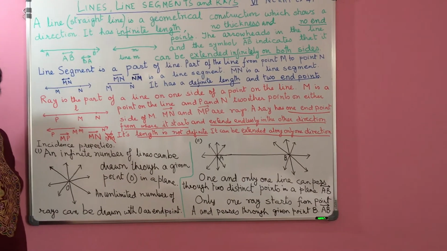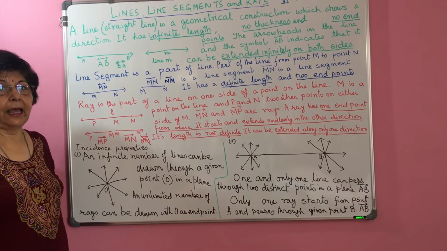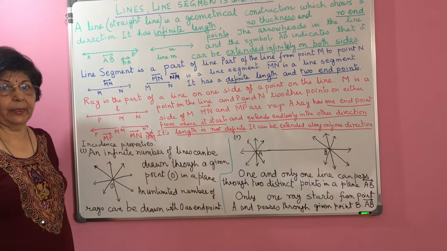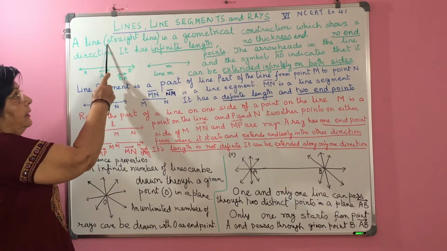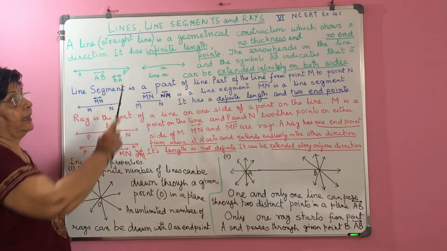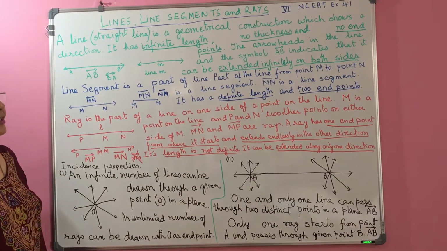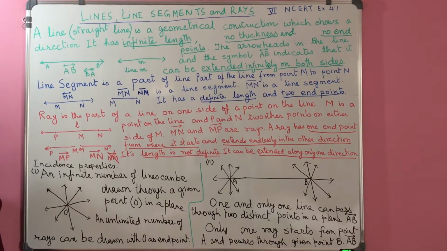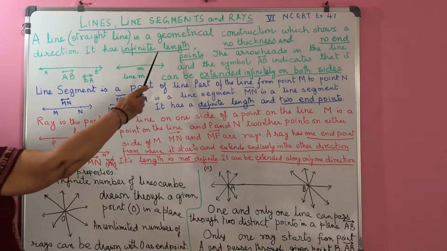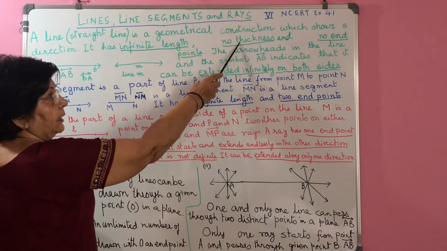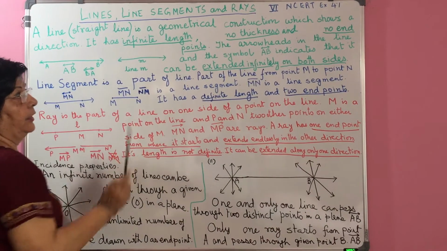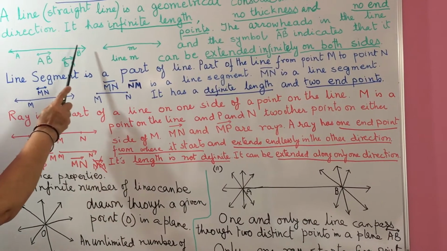We will study lines, line segments and rays today. A line or a straight line is a geometrical construction which shows a direction. A line has infinite length, no thickness and no endpoints. I have drawn a line here on the board.